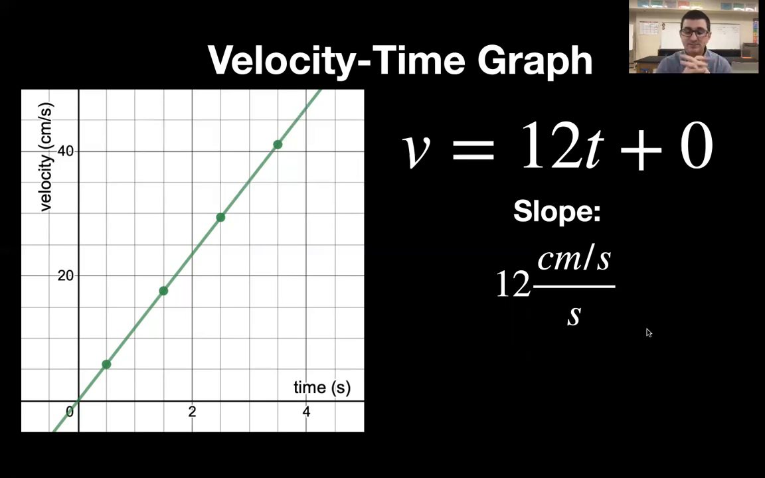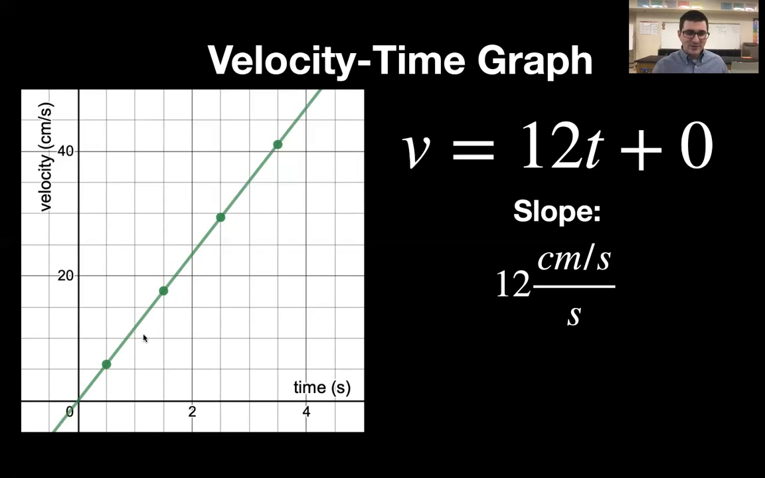Well, let's think about it. Centimeters per second is a unit of velocity. Seconds is a unit of time. So we could write this as 12 centimeters per second, which is the unit of velocity, over 1 second, which is the unit of time. So if we look at my graph, it started at 0 centimeters per second. And then 1 second later, which is right here, was the new velocity. It appears to be 12 centimeters per second.